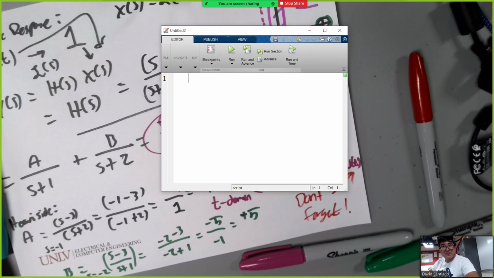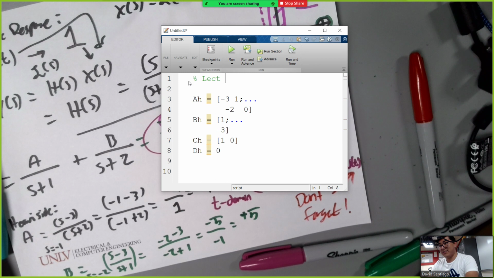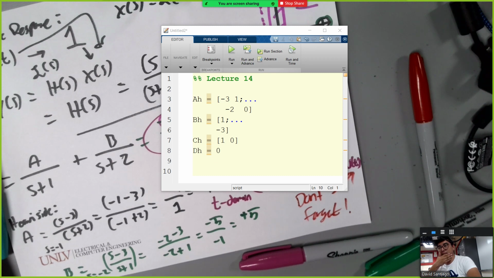So this is our block diagram that I got. That's our quiz. Let's call this one lecture 14. Now what we need to do is transform this into, let's see, what's the equation I use? Let me remember something. Give me a moment.